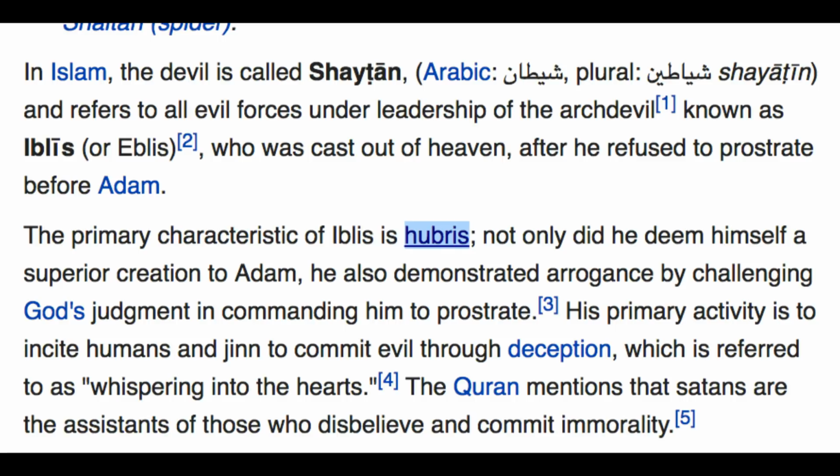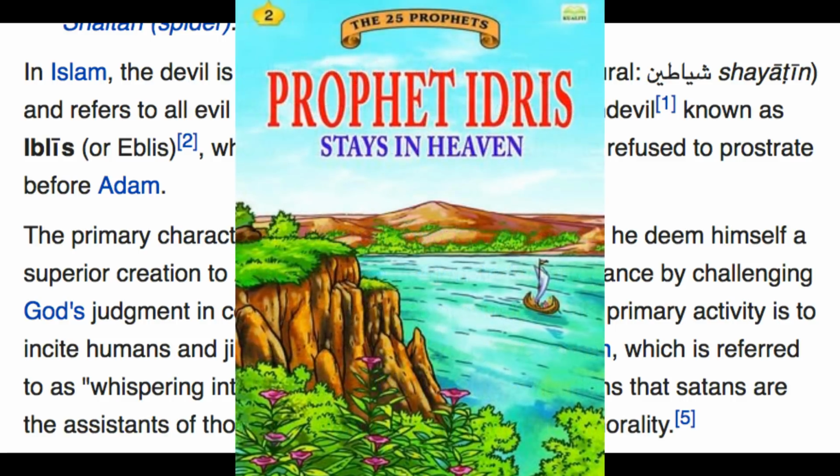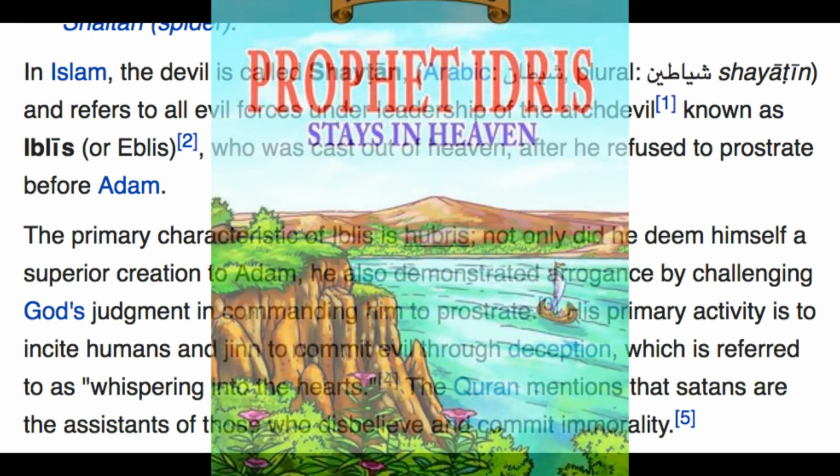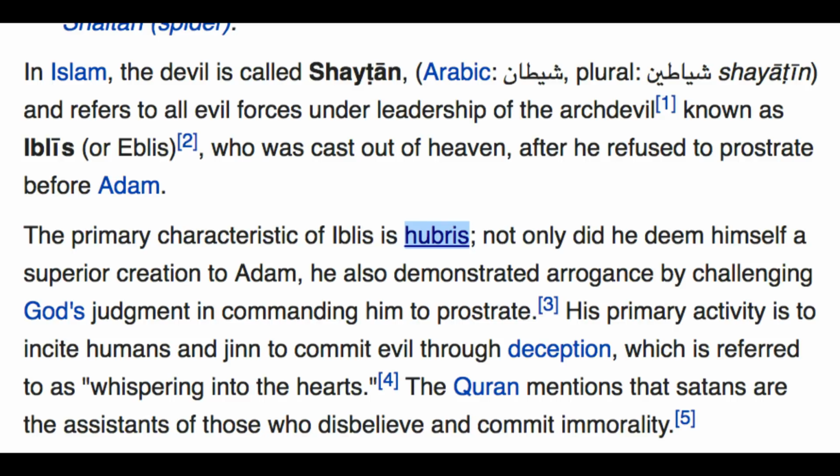The primary characteristic of Iblis is hubris. Hubris. Take away the H: Ibris, the prophet from Islam. Not only did he deem himself a superior creation to Adam, he also demonstrated arrogance by challenging God's judgment and commanding him to prostrate. His primary activity is to incite humans and jinn to commit evil through deception. So not only humans, he convinces jinn, his followers, his other fallen angels, which is referred to as whispering into the hearts. I guess we get the snake symbology, like the snake, whispering, being evil, sneaky.